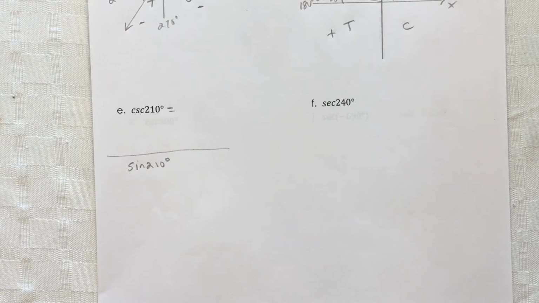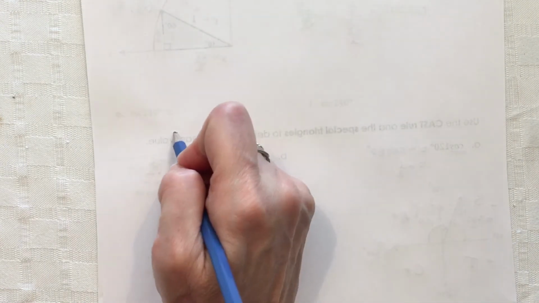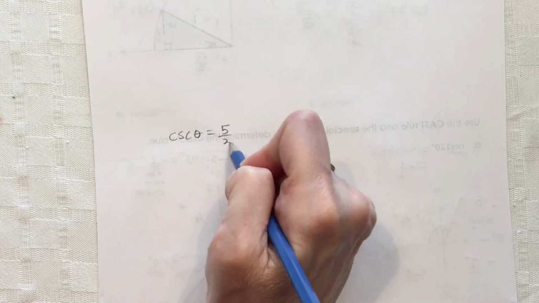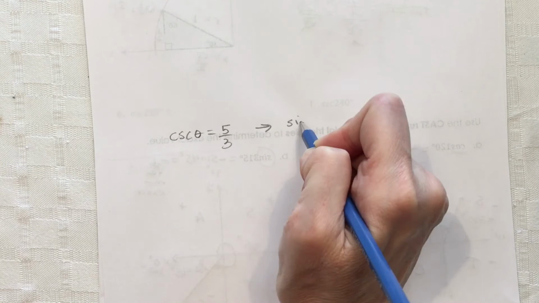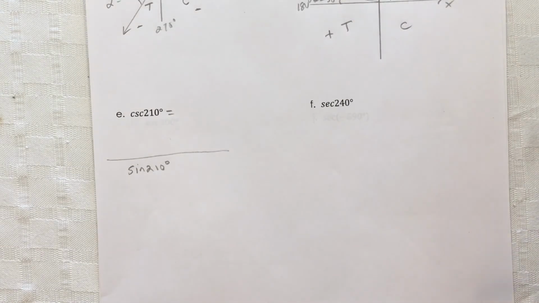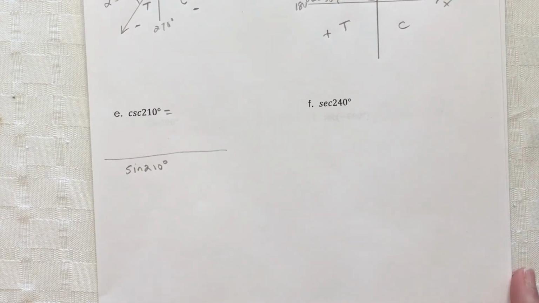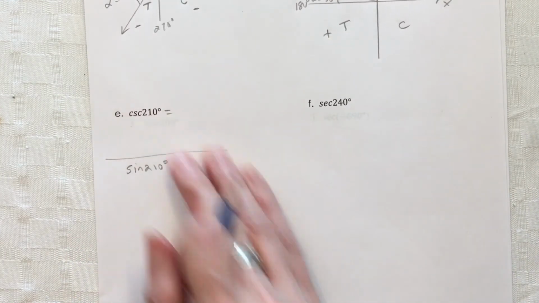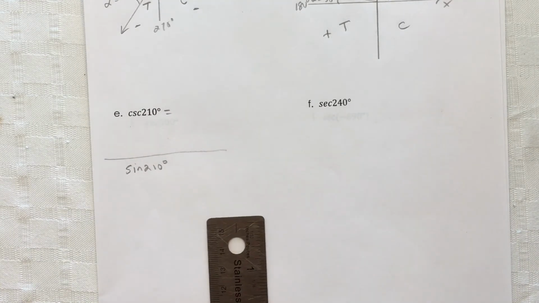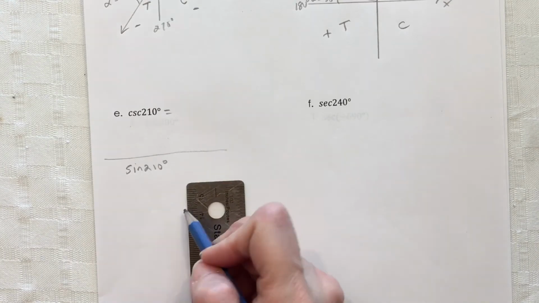Okay? So much like, here I'll just use a piece of scrap paper, when we were doing our CAST rule question, if we were given the cosecant of theta is equal to 5 over 3, then to use the CAST rule, we would change that to the sine of theta is 3 over 5. So we're going to use that same kind of idea for finding exact values. We're just going to leave some room up here to put our final answer in, but we're going to focus on the sine of 210 for now. So we're going to draw our xy axis.